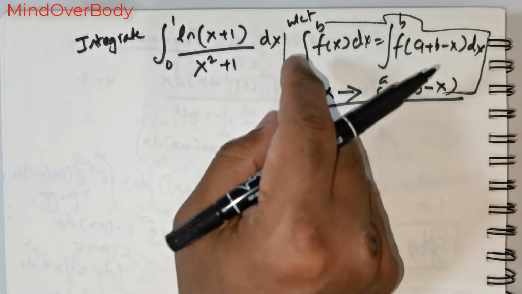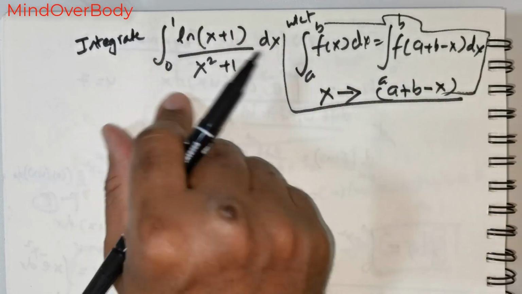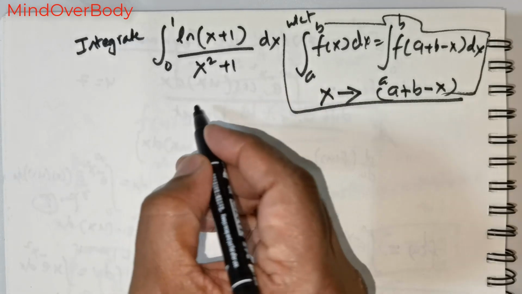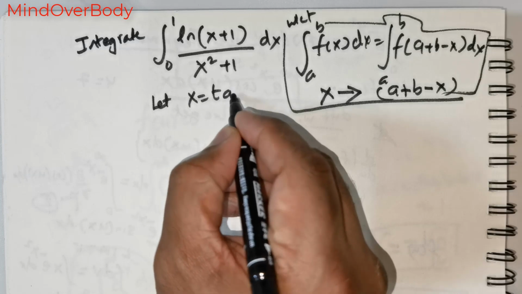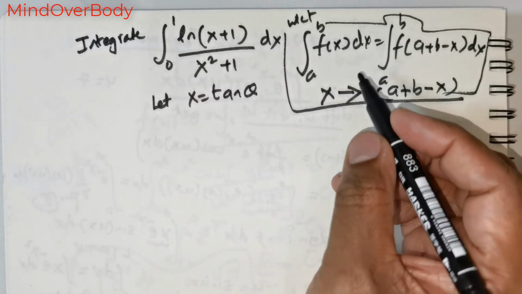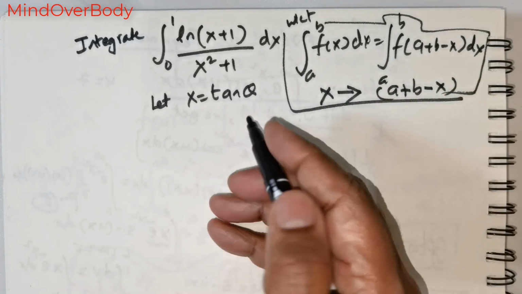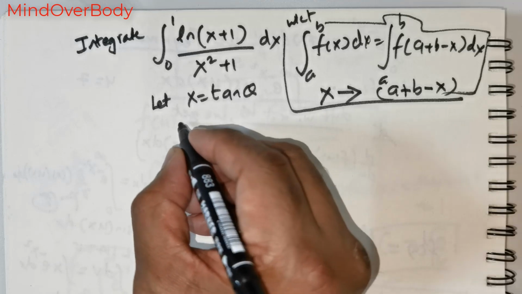So before I could utilize this property, I would like to perform some changes in the integral. So for that, let me just let x be equal to tan theta. So what am I doing? I am preparing the integral so that I would be in a better position to apply the King's property. That is my intention. So for that, let's start with taking x equal to tan theta.